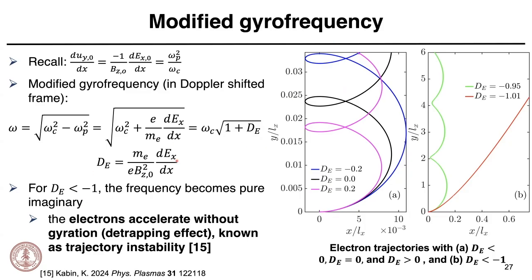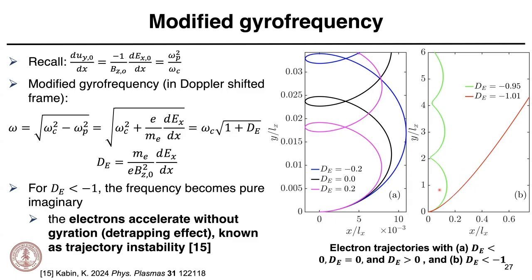And by extension, if we further reduce the gradient of the electric field, make it more and more negative, you can see there'll be a point at which this expression in the square root will become negative. And so that's when essentially the frequency would become imaginary. And so what does that mean? Essentially, what I'm showing on the right here is that once the gradient becomes just slightly negative enough to make this frequency expression imaginary, you would no longer have gyration.